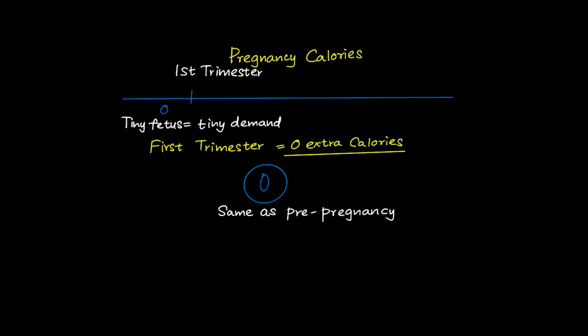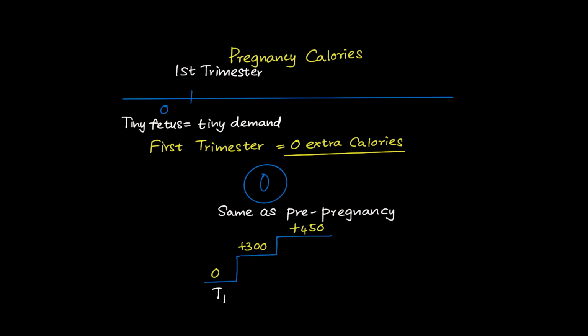Things change in the second trimester, where roughly 300 extra daily calories cover placental growth, maternal blood volume expansion, and fetal tissue buildup. The third trimester demands even more, often around 450 added daily calories for rapid fetal weight gain. Lactation adds about 500 calories a day to support milk production. So the only stage without added calories is the first trimester.